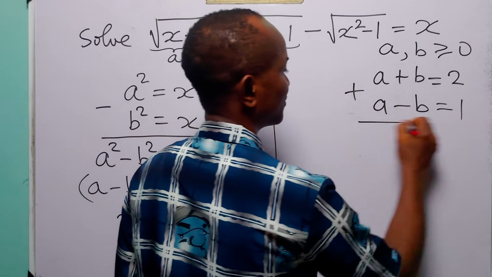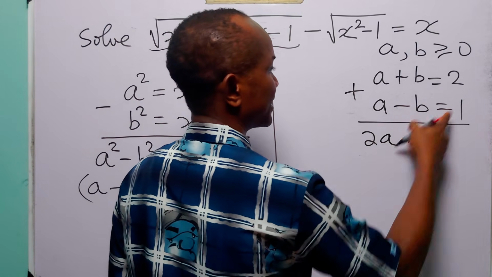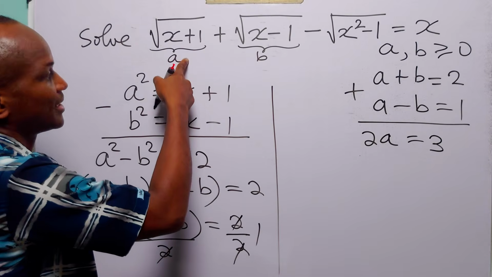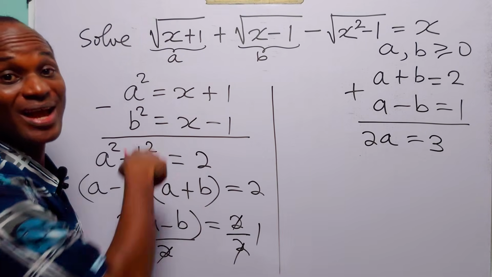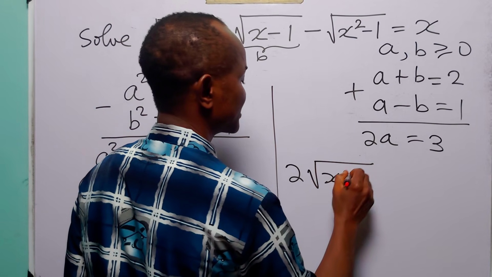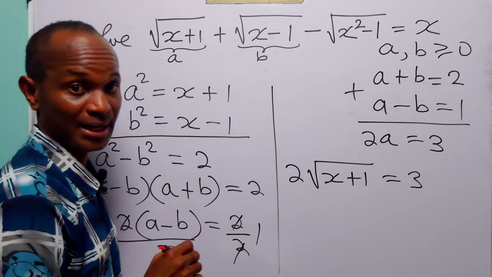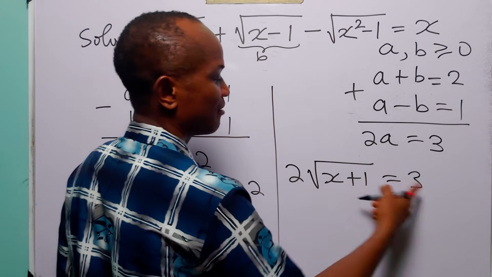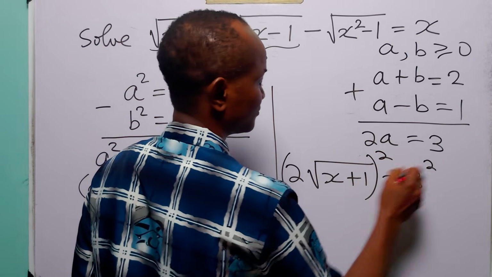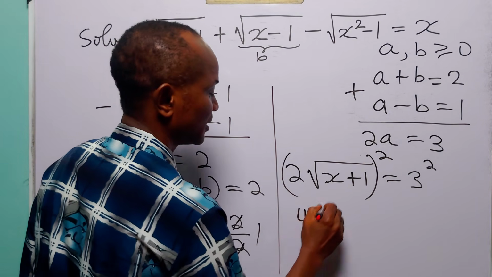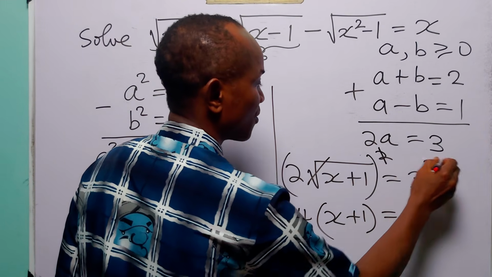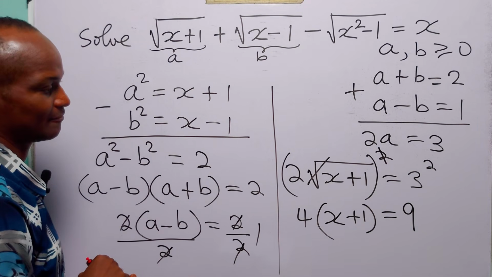Now from here, we have that 2a is equal to 2 plus 1, which is 3. Finally, we have that a is the square root of x plus 1. So from this equation, we have that 2 times the square root of x plus 1 is equal to 3. Now, we can square both sides of this equation. When we do that, we have that 4 times, of course, this is going to take care of that, x plus 1 is equal to 3 squared, which is 9.